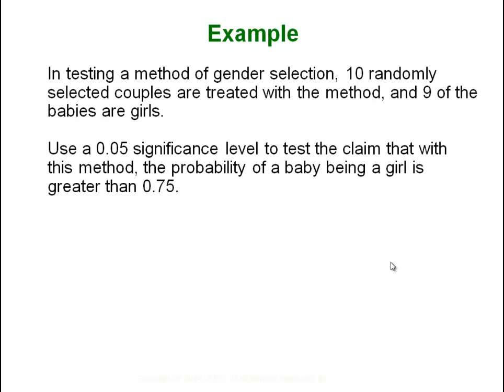Here's a simple example. We're going to test the gender selection method, that XSort thing we've talked about. 10 randomly selected couples are treated with that method. 9 of the babies come out as girls. We're going to use an alpha of 0.05 to test the claim that with this method, the probability of a baby being a girl is greater than 0.75. So we're testing against 0.75, not 0.5, even though we know in the real world, with no intervention, the probability of having a girl is just 50-50, 0.5.